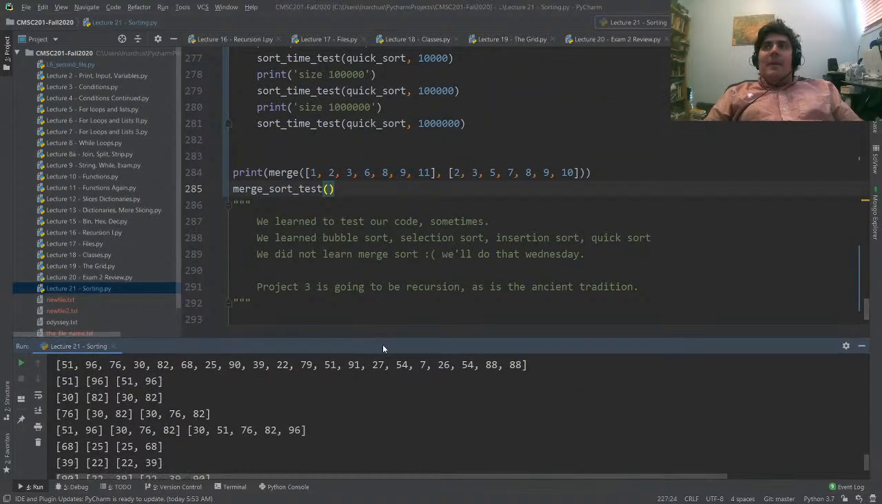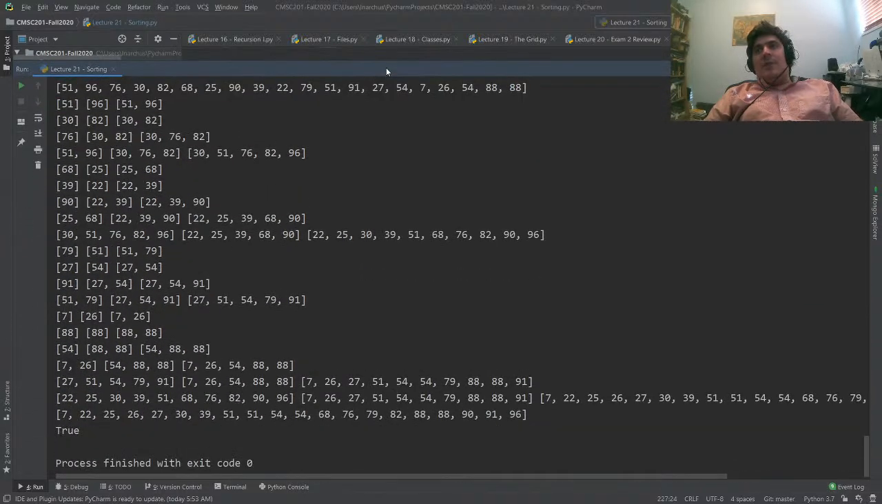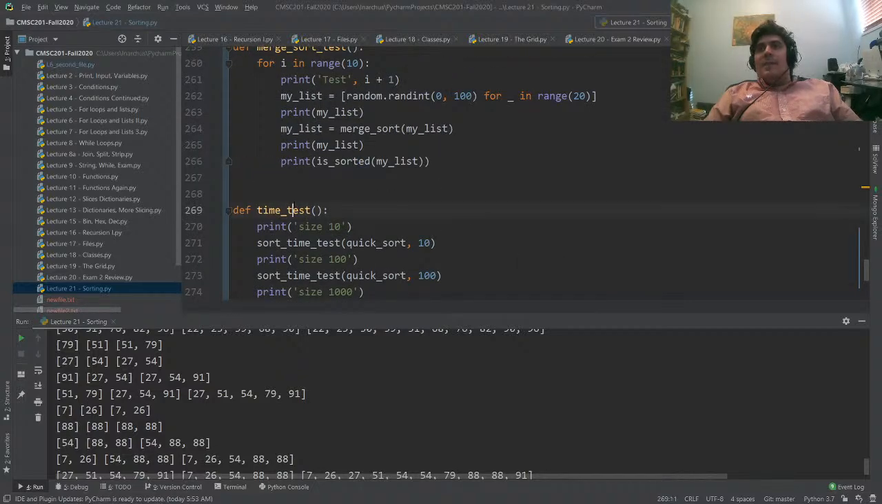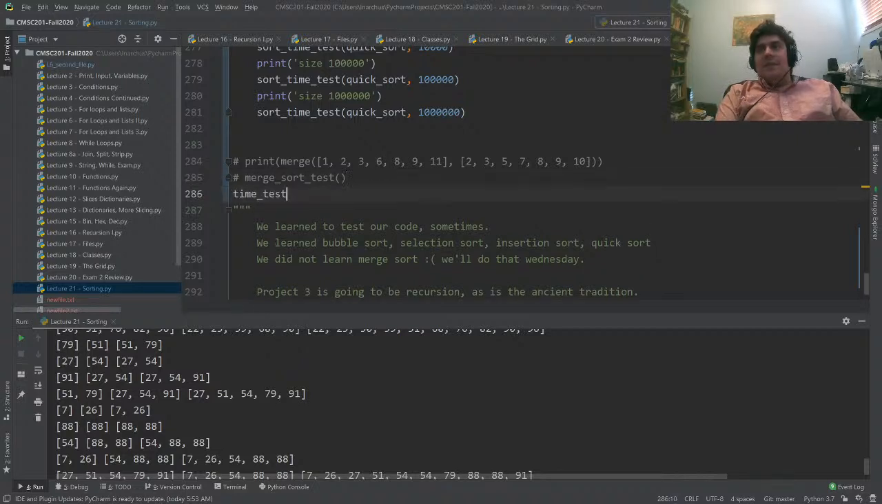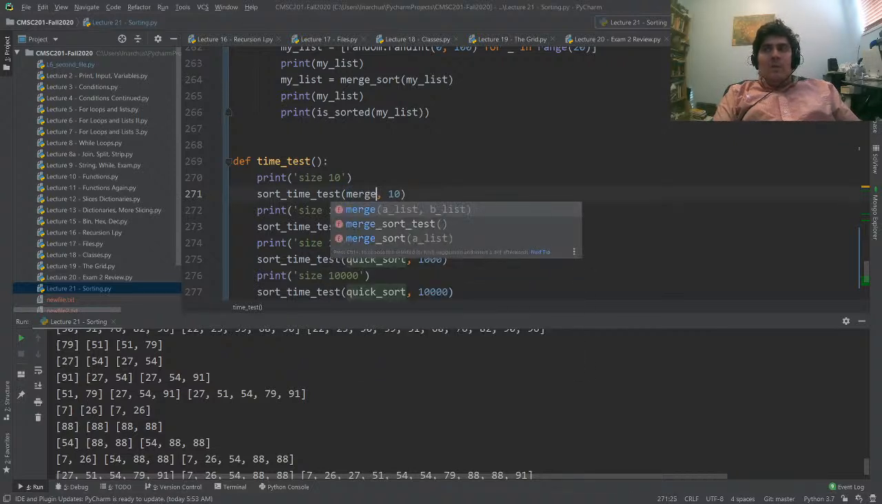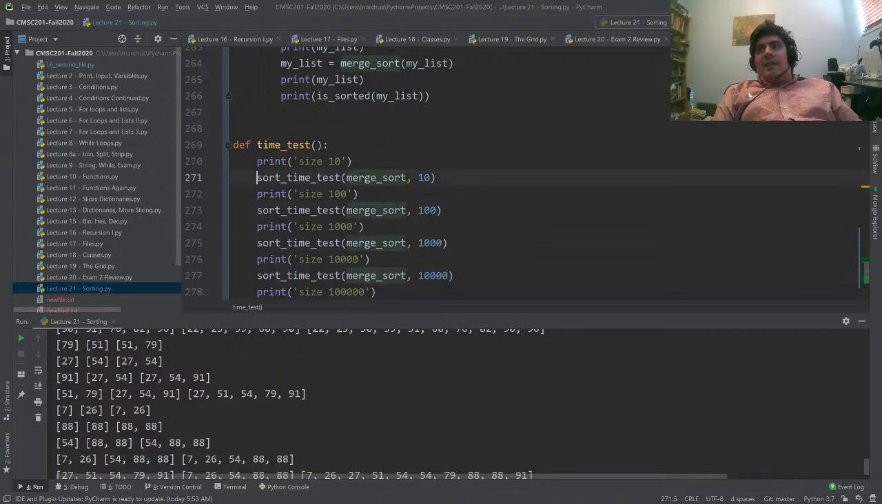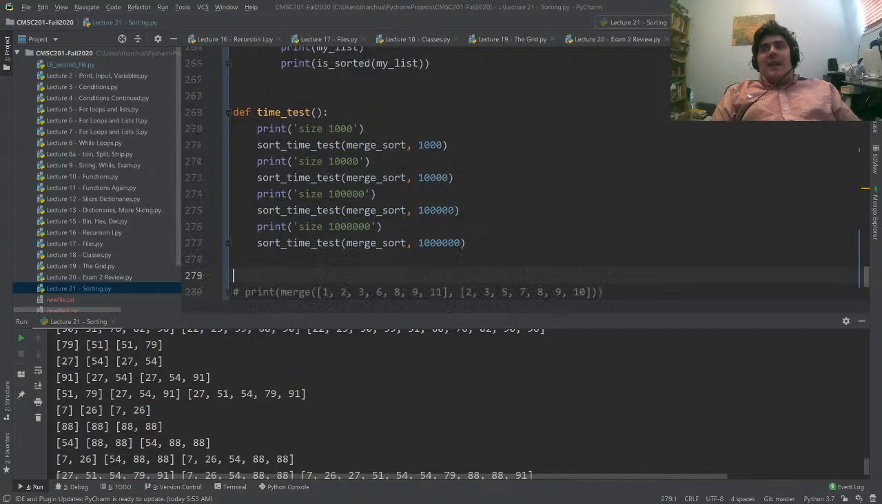And so I'm going to claim, right? I'm going to claim that this... Actually, let's pretend we don't know how fast this algorithm runs. And so let's run the time test on merge sort and see what happens, right? Actually, I'm going to take the 10 out because it never produces any results. I don't even think the 100 ever really produces any results. So, there we go. That fixes that just a little bit.